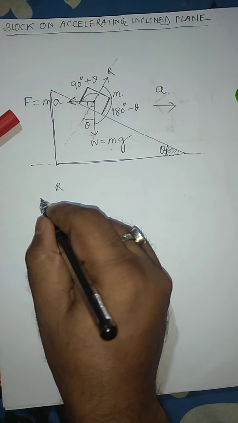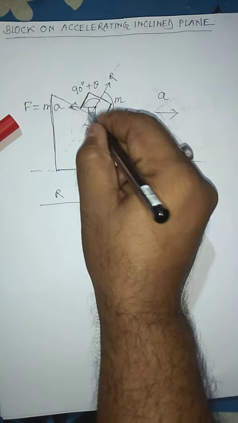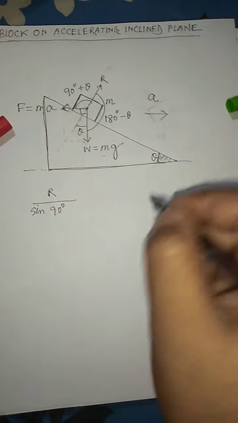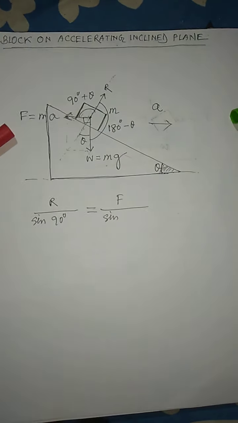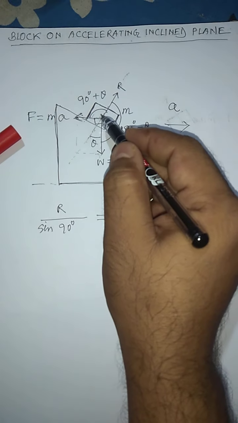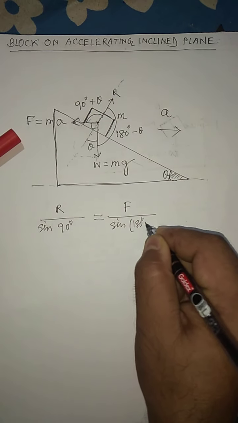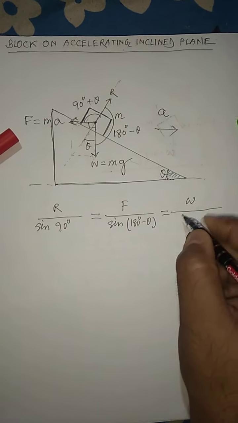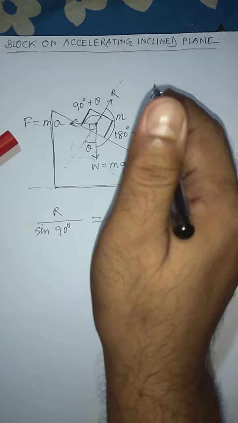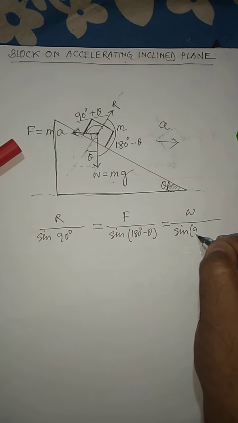According to Lamy's theorem, we can write the normal force divided by sine of the angle between the direction of the pseudo force and the direction of the force of gravity, 90 degrees, so sine 90 degrees, is equal to the pseudo force divided by the sine of the angle between the direction of the normal force and the direction of the force of gravity, 180 degrees minus theta, is equal to the force of gravity divided by sine of the angle between the direction of the pseudo force and the direction of the normal force, 90 degrees plus theta.